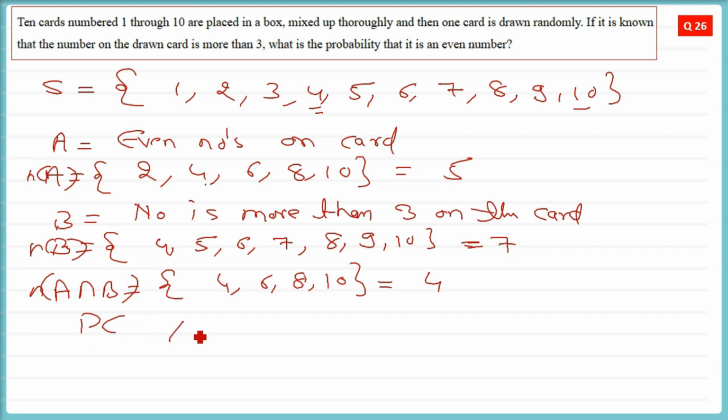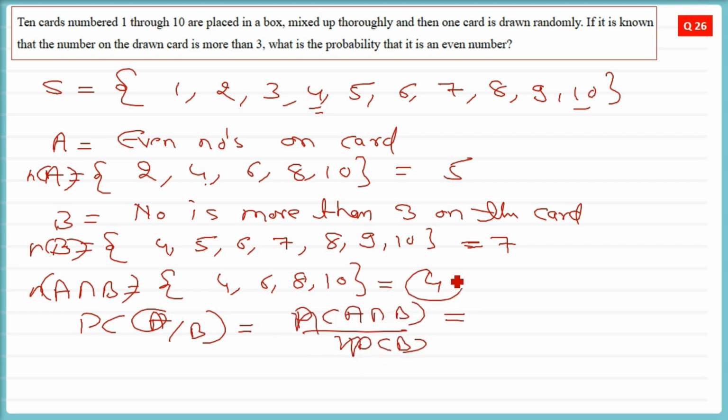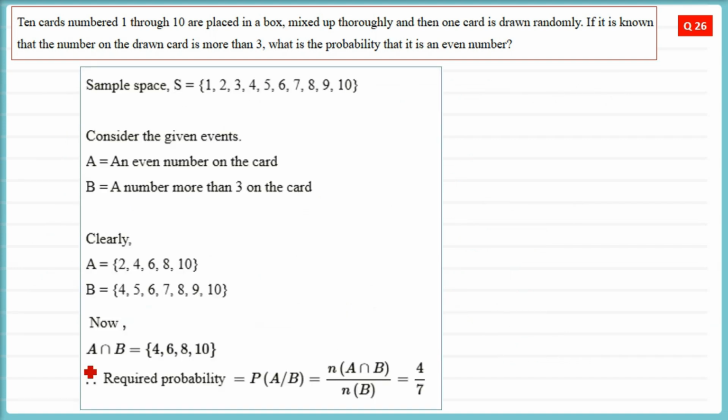Now probability of A given B. That is how we made these events and sets. We are aware that the number on the card is more than 3, which is set B. What is the probability that it is an even number, which is set A? P(A|B) is P(A intersection B) divided by P(B). Let's make it N because we are dealing with numbers. A intersection B is 4 and 7 is the denominator, the number of elements in B, so 4 by 7 is the answer. So this is a very straightforward question.